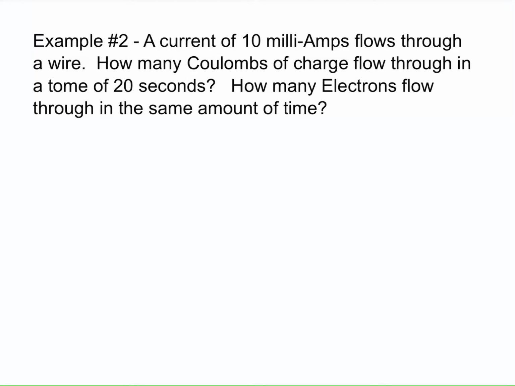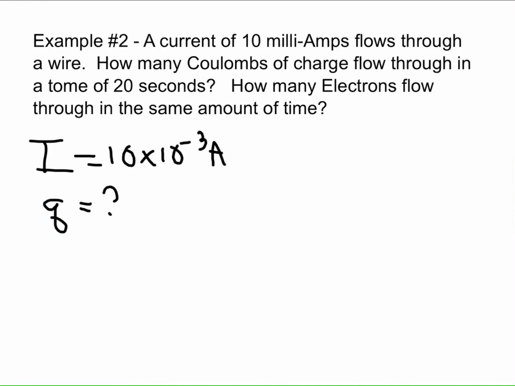So here's another example. Very similar question you would see current in that's not directly related to circuits. So they tell you the current is 10 milliamps. So milli is 10 to the negative 3. And the question says, how many coulombs of charge, so we're looking for charge, go by in 20 seconds.